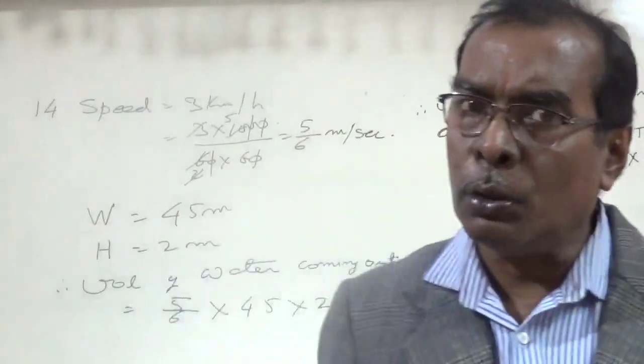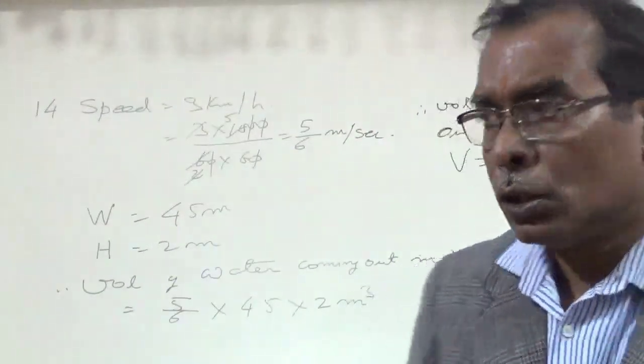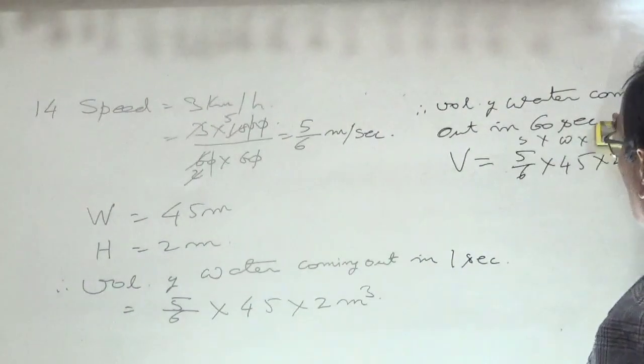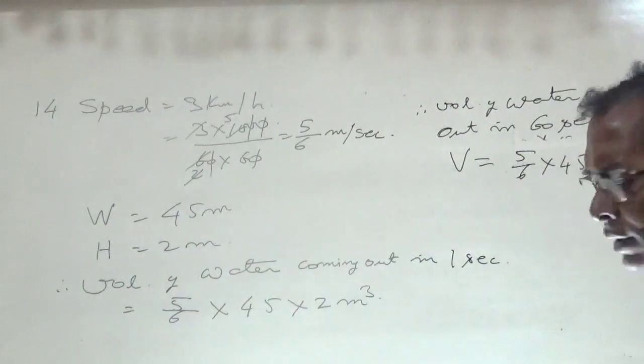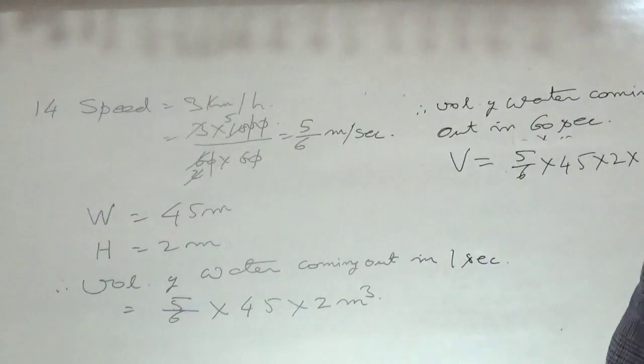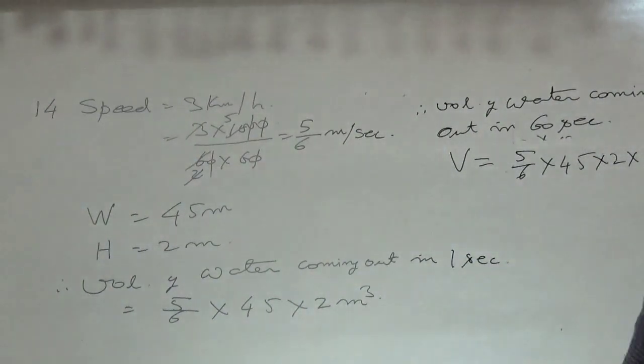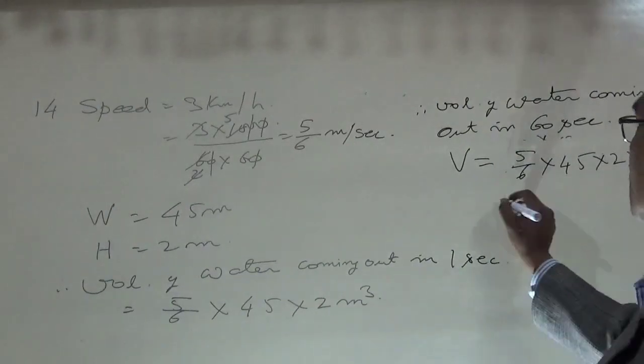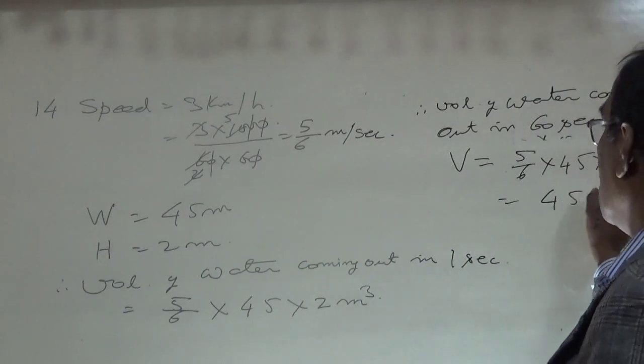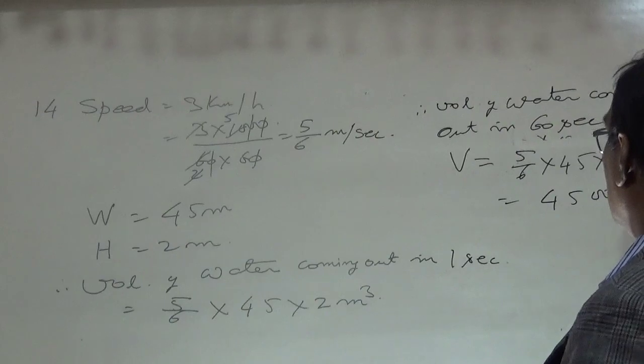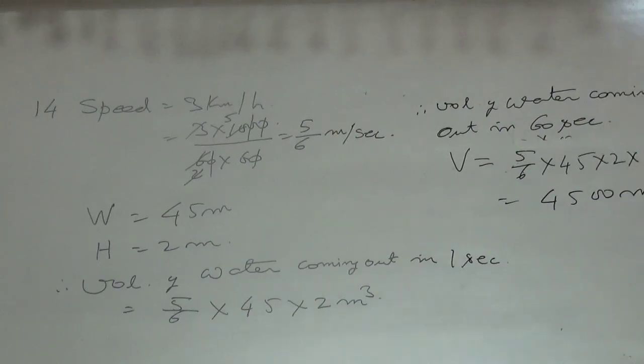Now my work is over, only multiplications. I took the multiplications already and I am going to write the results here. The result for question number 14 is coming as 4.5. If we take the calculations, you will find 4500 meter cube. So this much volume of water.